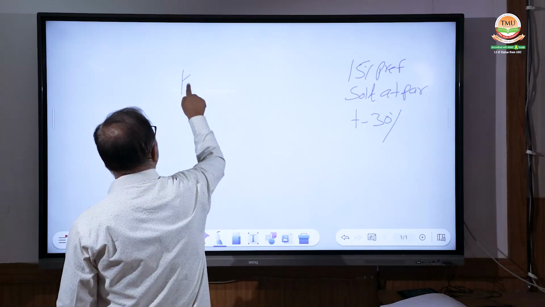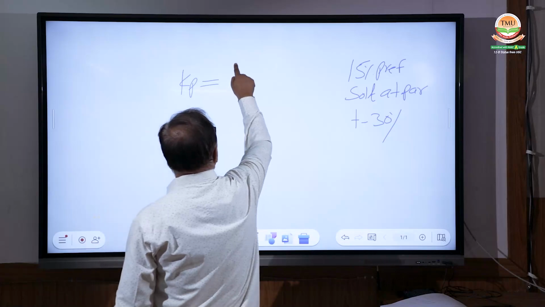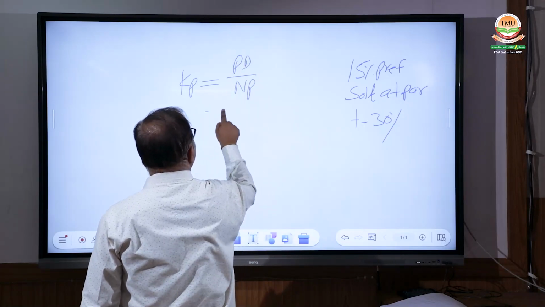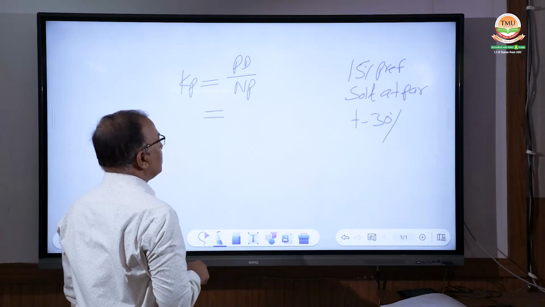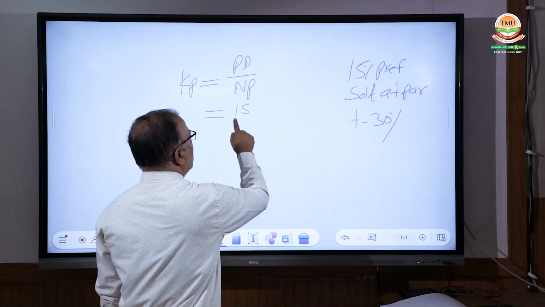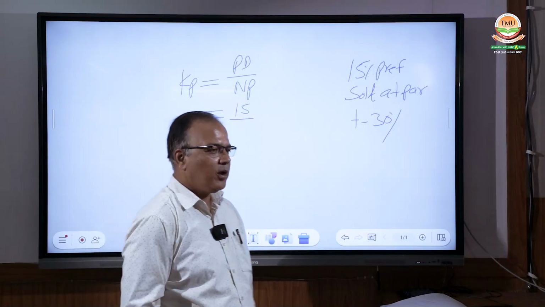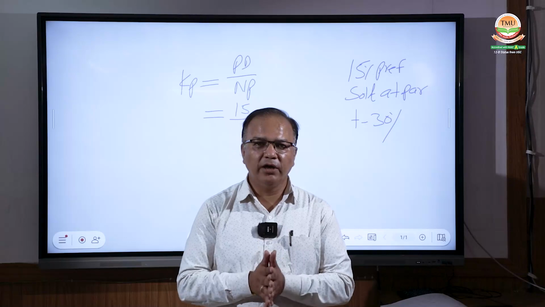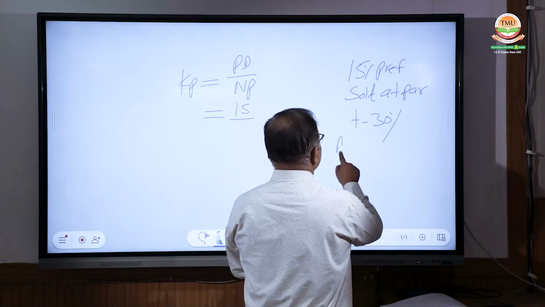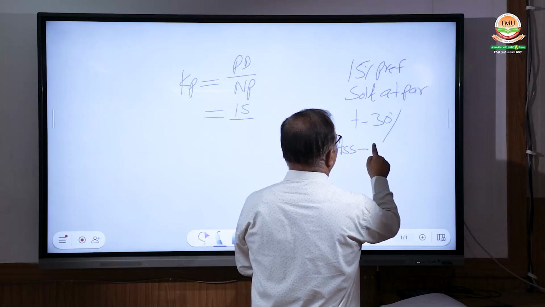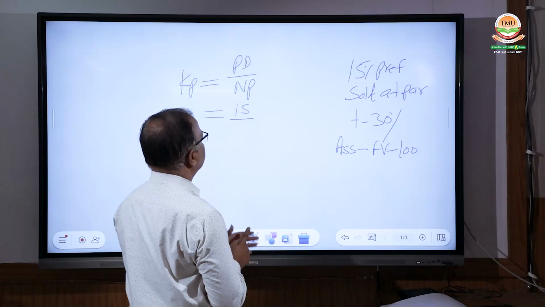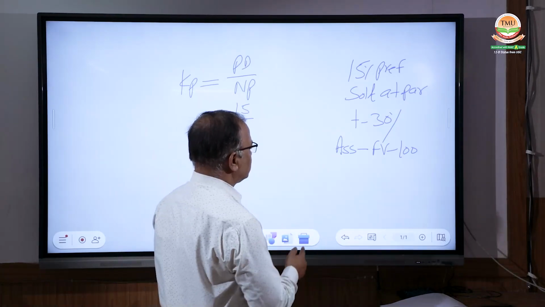Simple formula. Kp is equal to preference dividend divided by net proceed. Preference dividend is 15% of 100, because in this question it is not given what the face value is. So we are assuming that the face value is rupees 100. 15 divided by net proceed.